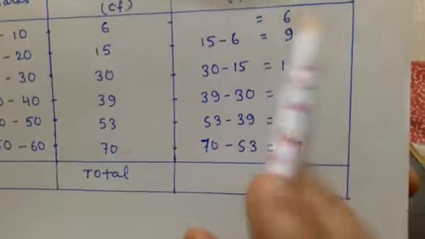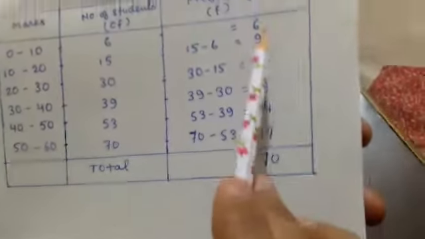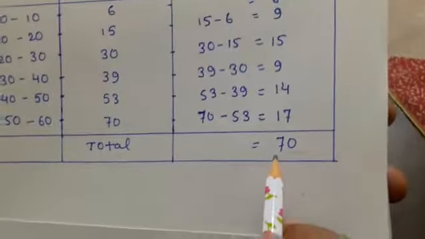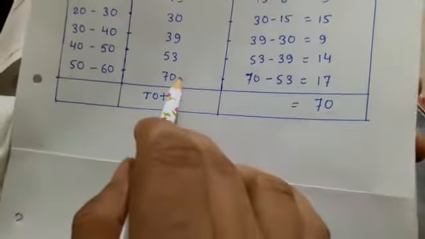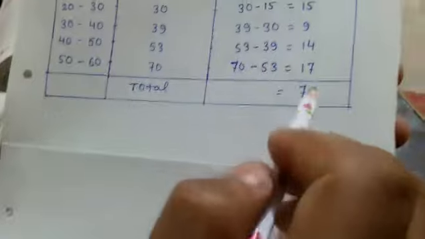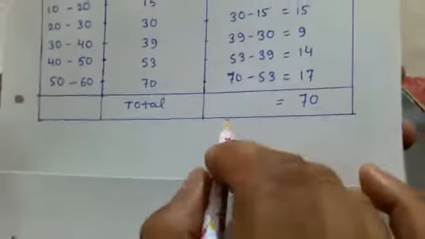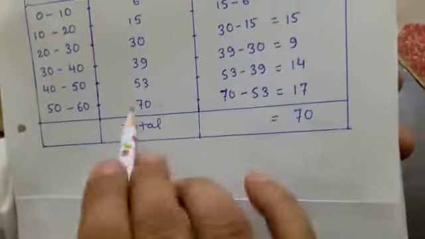So now we will add all these frequencies, then we will get 70 here, and the last cumulative frequency is also 70. So both are the same. In this way we have to solve this question here.